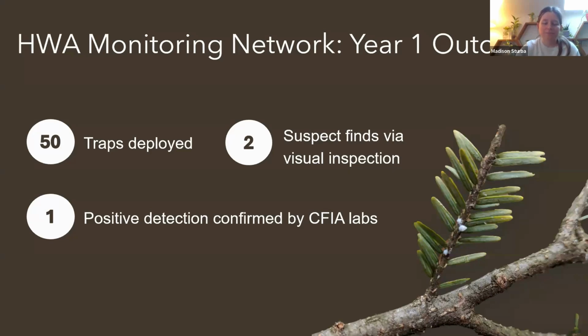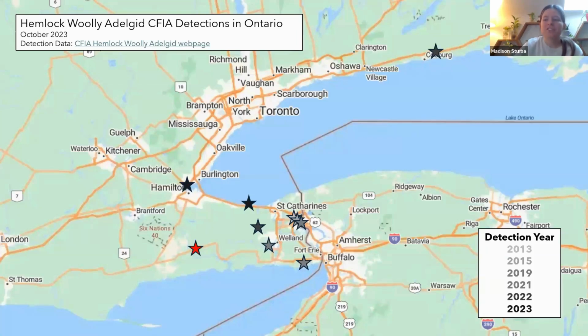spread further. The report also did make its way onto EDMAPS, which we talked about before. So this just means that anyone now looking at hemlock woolly adelgid on those reporting tools can see this new detection. This is the detection here that we were able to add to the map because of this program. This is Haldimand County where we had that positive trap, and now we're able to start management techniques because we know it's there. So hopefully we can now start to limit the spread of hemlock woolly adelgid out of this area.